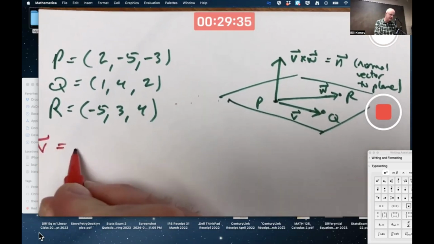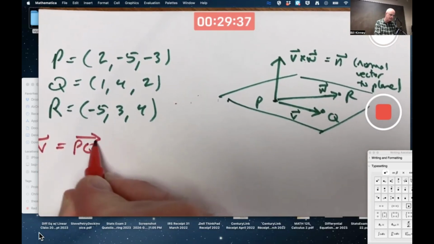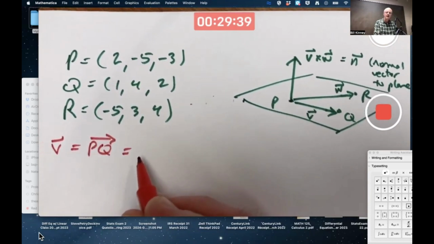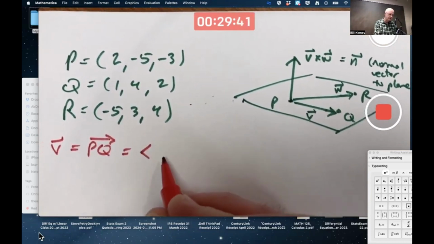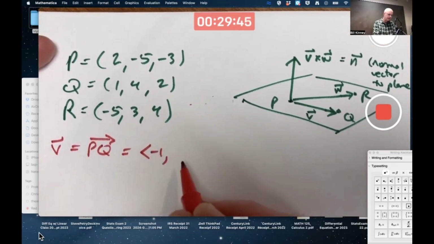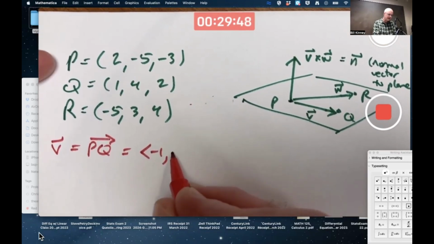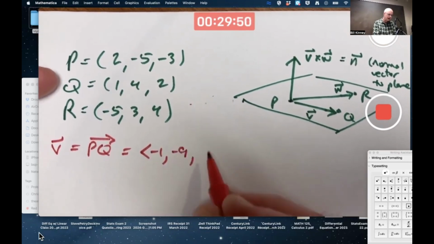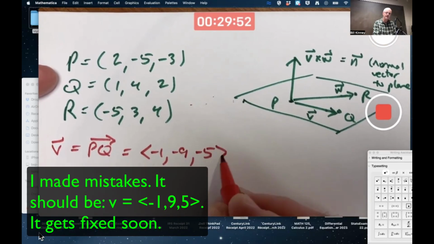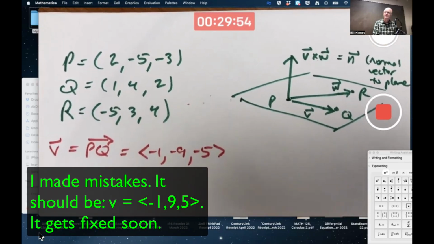V is going to be the displacement vector from P to Q. Take the coordinates of Q and subtract the corresponding coordinates of P. 1 minus 2 is -1. 4 minus -5 is -9. 2 minus -3 is -5. They're all negative. Did I make a mistake? Look good?